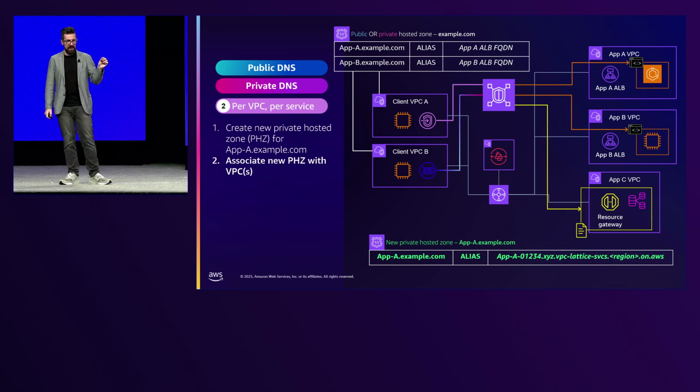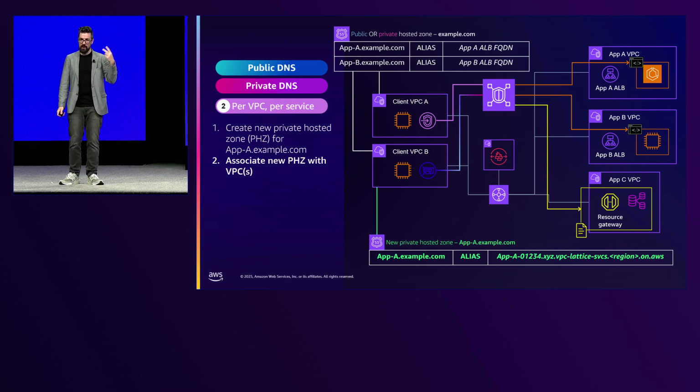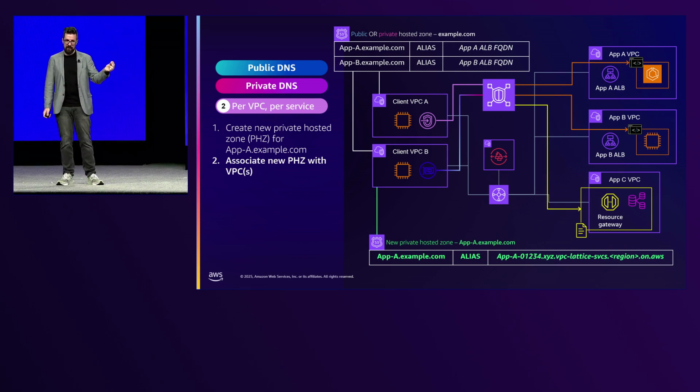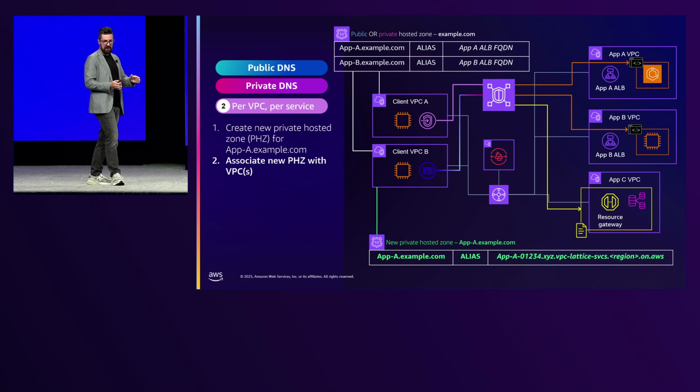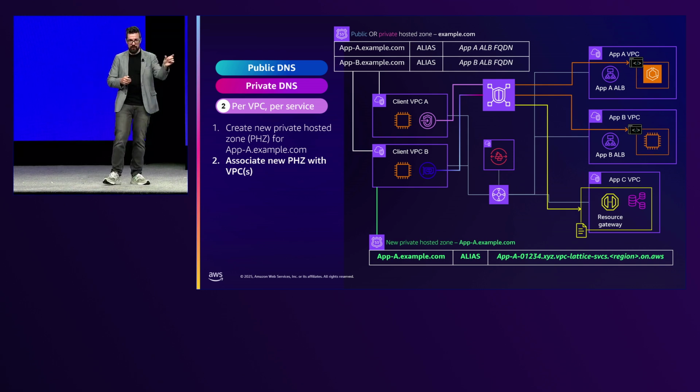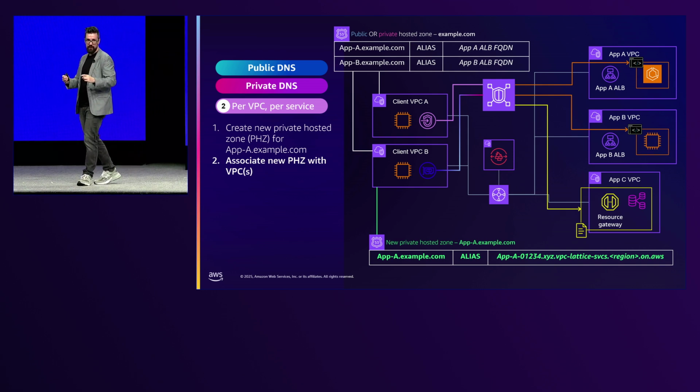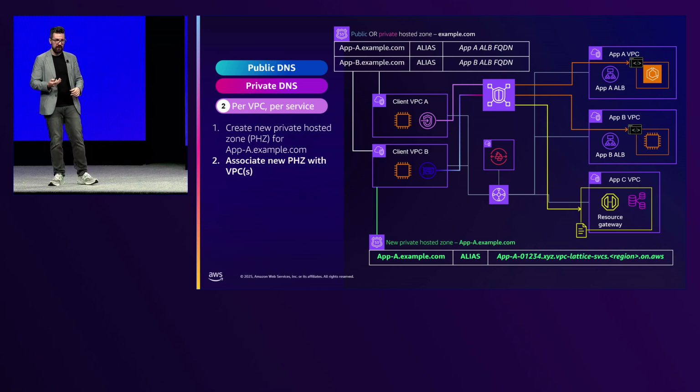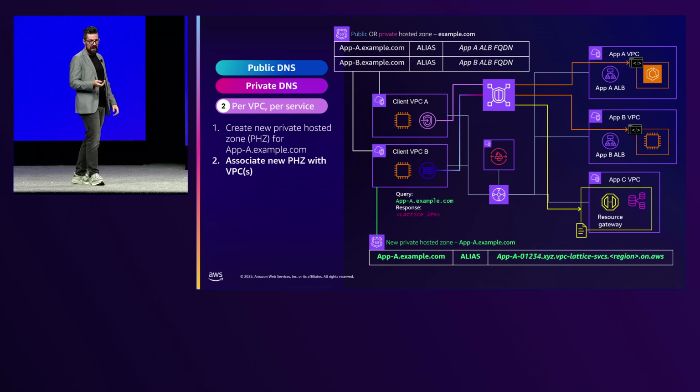So because we've matched this service-specific private hosted zone, once we do that association, Route 53 will now resolve the DNS name for app.a.example.com using that more specific zone. And so that will give us the flexibility that we want. So when we query app A, as before, it's going to go through Lattice.